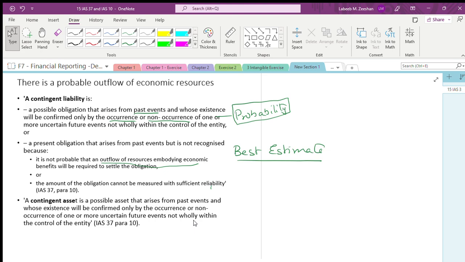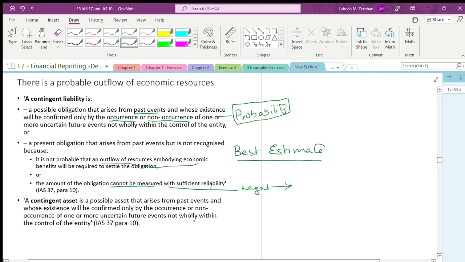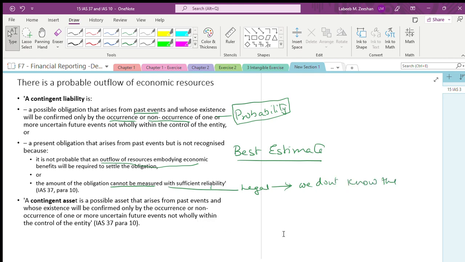Is it right? Provisions, liability, contingent liability. Contingent, by name itself, means that it may or may not be happening. The amount of obligation cannot be measured. Assume it is a legal case. What happens? We will not know the amount till the judgment comes. Is it right? That's the issue as such.